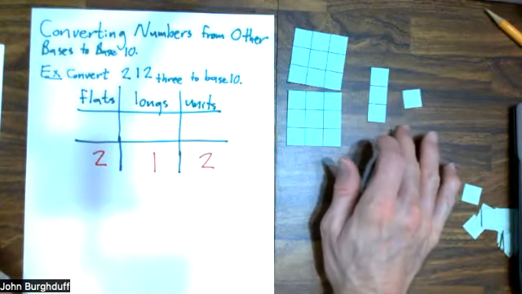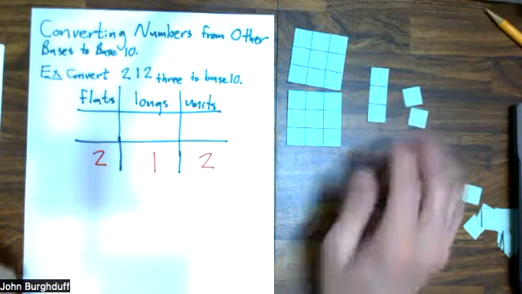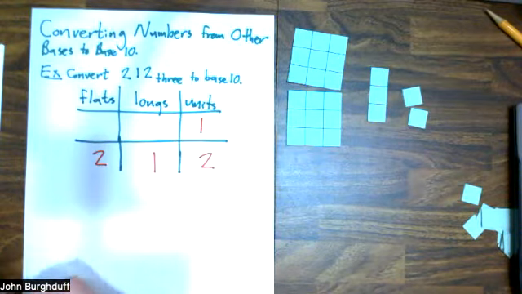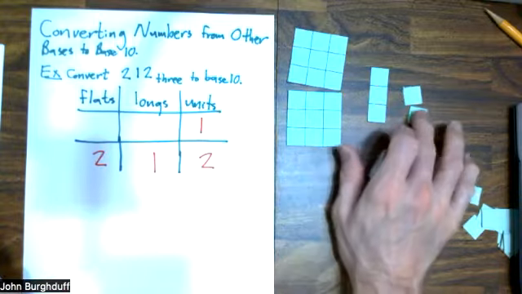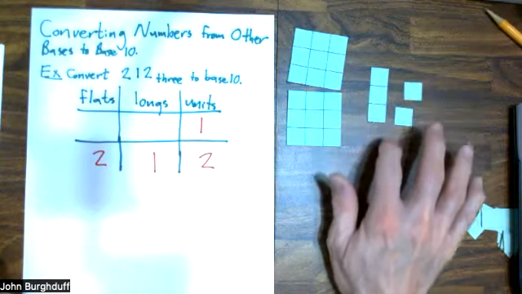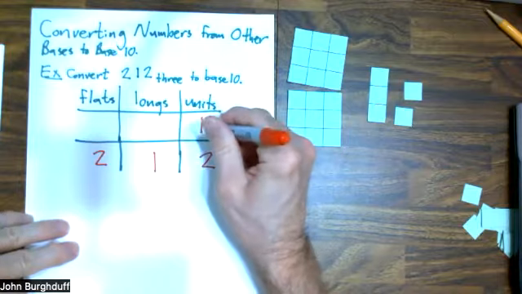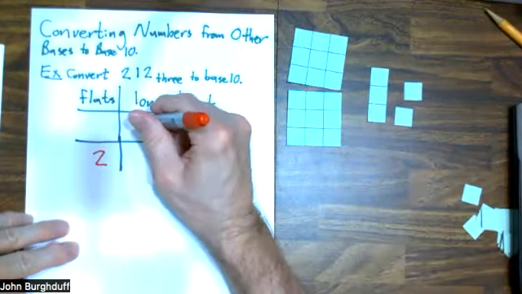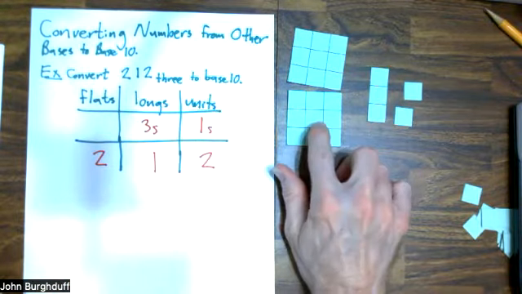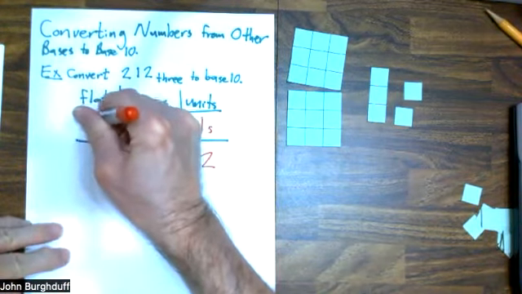So units are no problem. Units are worth 1, or just 1 solo square, meaning just 1 unit. I'm going to put a 1 right here for reasons that you will see in a minute, indicating that each one of these little squares is simply 1 unit. A long, however, consists of 3 units. So instead of saying units, I could say ones. And instead of longs, I could say threes. And then looking at the flats, they're 3 by 3 or 3 squared, which is the same as 9.